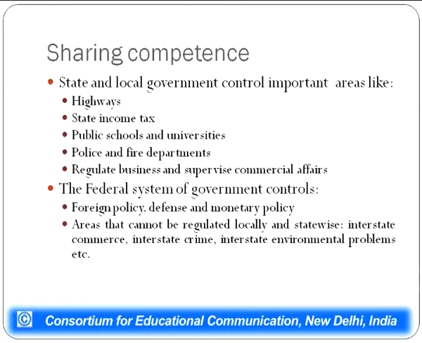The federal system of government, what does it control? It controls obviously foreign policy, defense and monetary policy. And other areas which cannot be regulated locally, things like interstate crime, interstate environmental problems, all these which require the agreement between two or more states, then the federal government comes in to legislate on those areas.